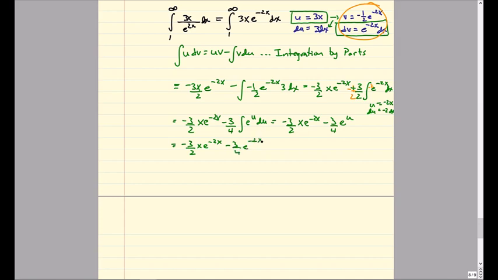U is -2x. So I could probably simplify this quite a bit before I evaluate it, because remember, I'm going to be evaluating this from 1 to infinity. So we could find a common denominator, and I could also flip the e to the -2x's down. That would be an option. So I think I'll leave my fractions as is. So I'm going to leave this as -3x over 2e to the 2x minus 3 over 4e to the 2x, evaluated from 1 to infinity.